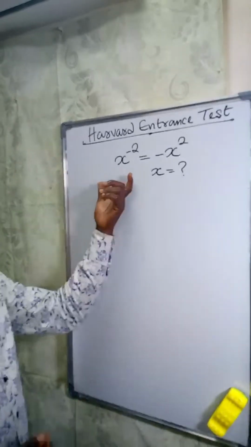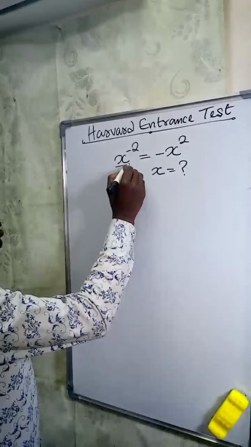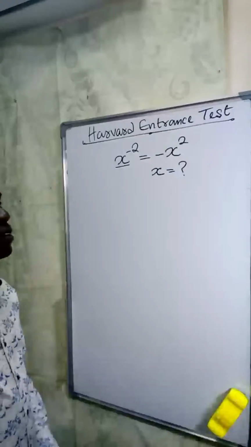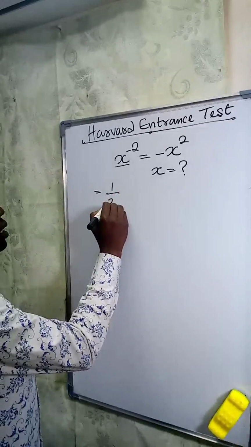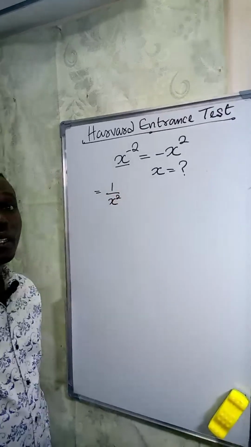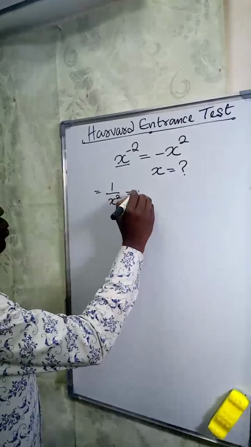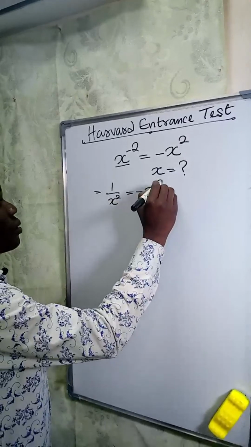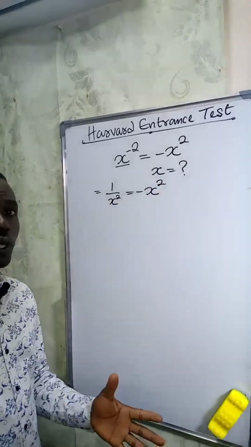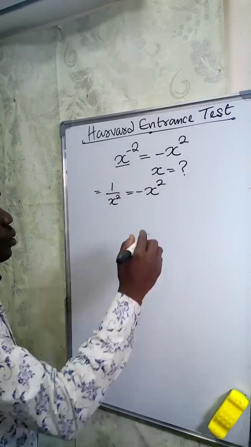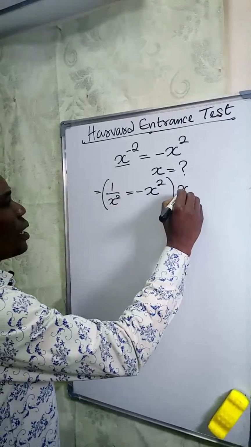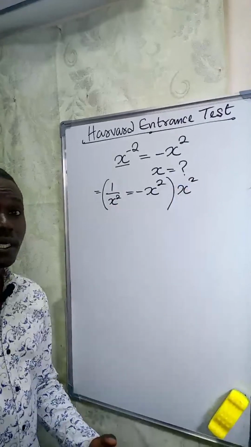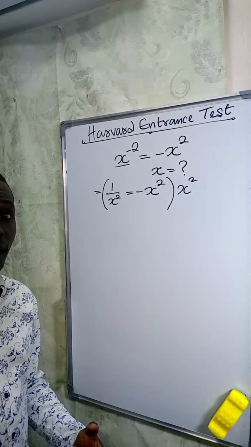Now, to find the value of x using indices, this can simply be equal to 1 divided by x squared, and this can simply be equal to negative x squared. Now, what do we do from here? From here, what I will simply want to do is to multiply both sides by x squared. Now, what's the essence of multiplying both sides by x squared?